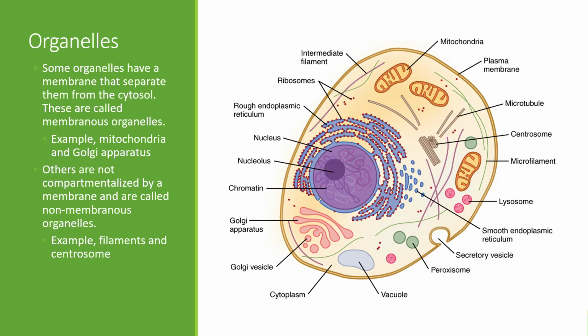So let's talk about organelles. Some of them have a membrane that separates them from the rest of the inside of the cell, and so we refer to those as membranous organelles. So things like our mitochondria and our Golgi apparatus are examples of that. And then others are not compartmentalized. They don't have a specialized membrane that's encasing them. Some of the filaments and the centrosomes we'll be talking about will be examples of this.